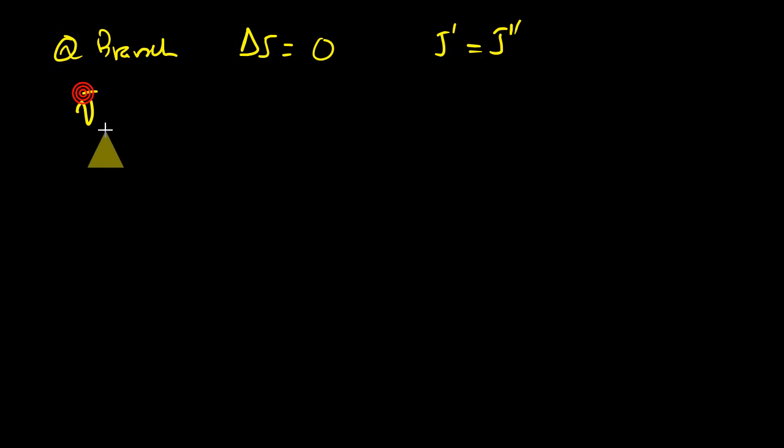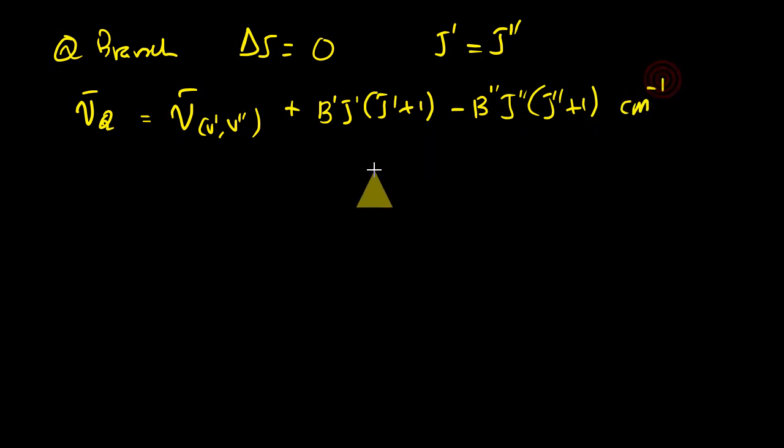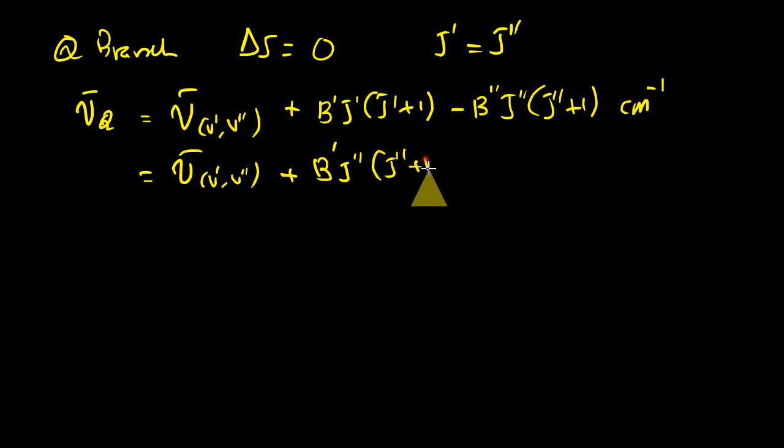So if we are writing the expression for the Q branch, nu bar Q is equal to nu bar v prime v double prime plus B prime J prime into J prime plus 1 minus B double prime J double prime into J double prime plus 1 centimeter inverse. Okay, that is our expression. And here we know that J prime is equal to J double prime, so let me rearrange this equation: nu bar v prime v double prime plus B prime, instead of J prime let me write J double prime, that is the rotational quantum number in the ground state, into J double prime plus 1 minus B double prime J double prime into J double prime plus 1 centimeter inverse.